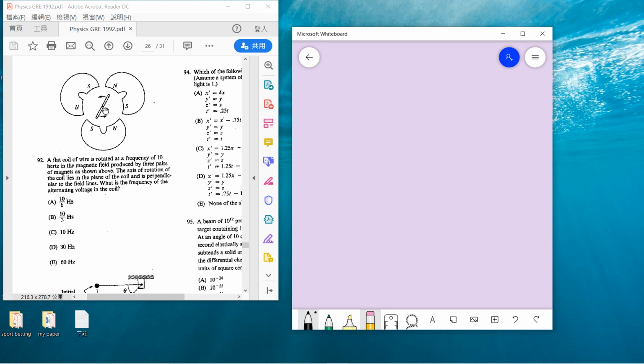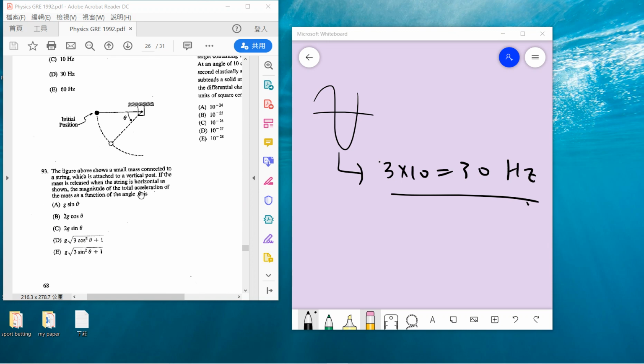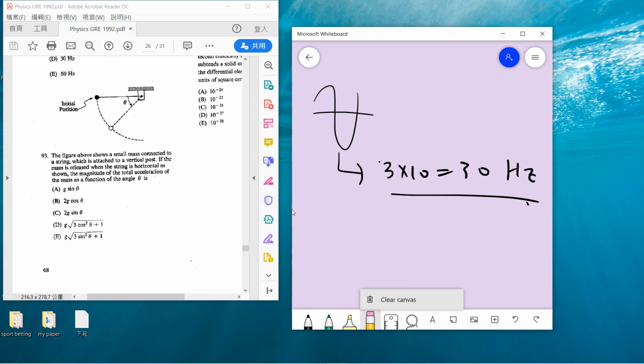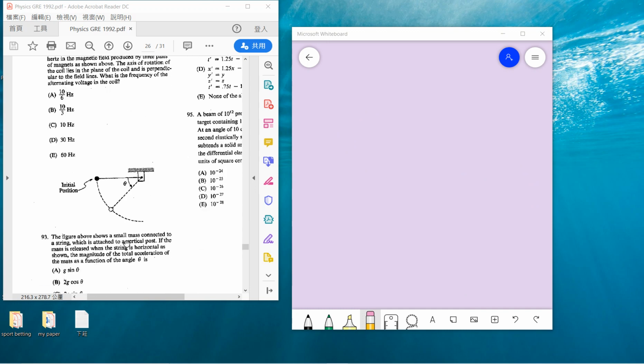So basically, you have a frequency of 10, but there are 3 pairs of magnets, and when you rotate 1/3 of a cycle, the direction of the voltage will be changed. So the frequency is 3 times the original 10, which is 30 Hertz. So the answer is D. Basically, once you understand this question properly, then you can easily get the answer.